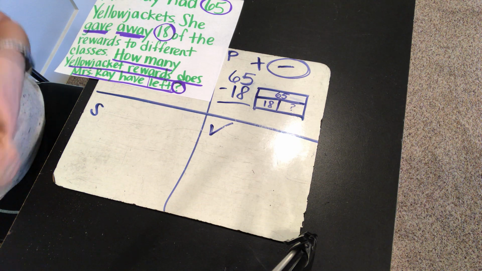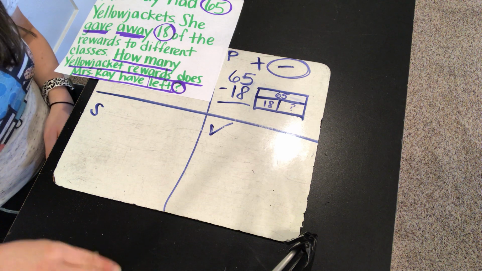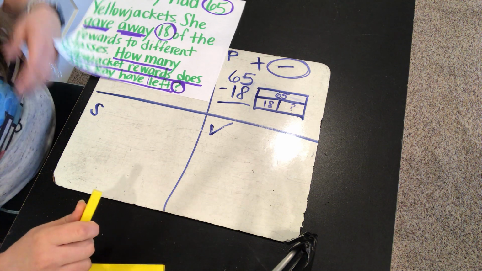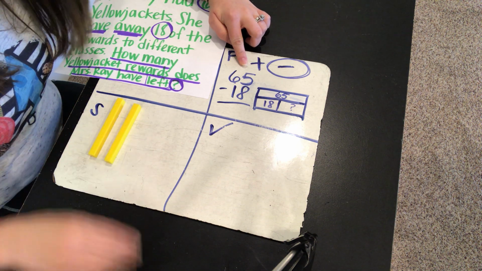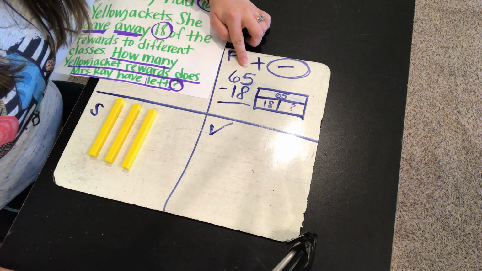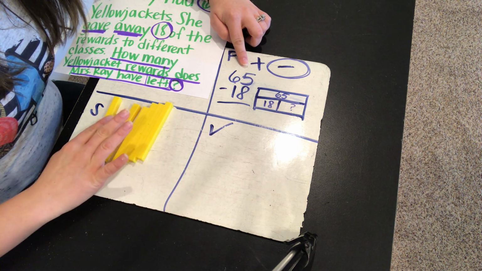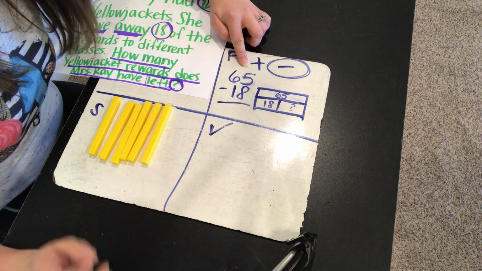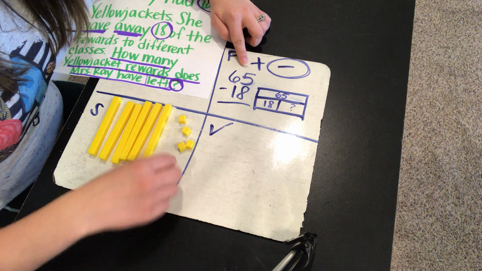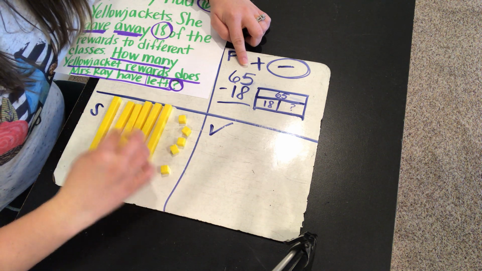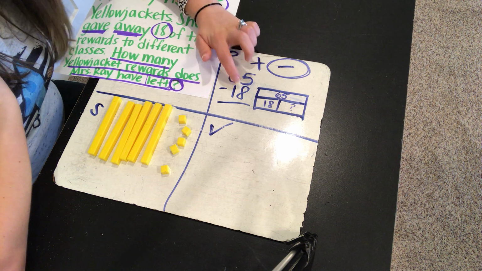Since we're not really using base 10 blocks the rest of the time, let's solve using base 10 blocks here. All right, so I started with 65. That means I need to build 65. 10, 20, 30, 40, 50, 60. How many ones do I need? I need 5 ones. 1, 2, 3, 4, 5. Okay, so here's 65. Now I need to take away how many? I need to take away 18.